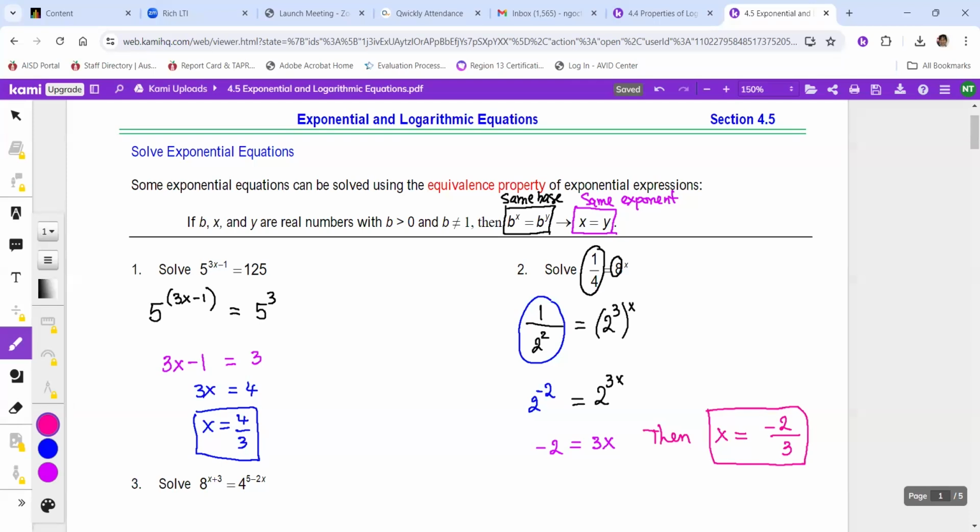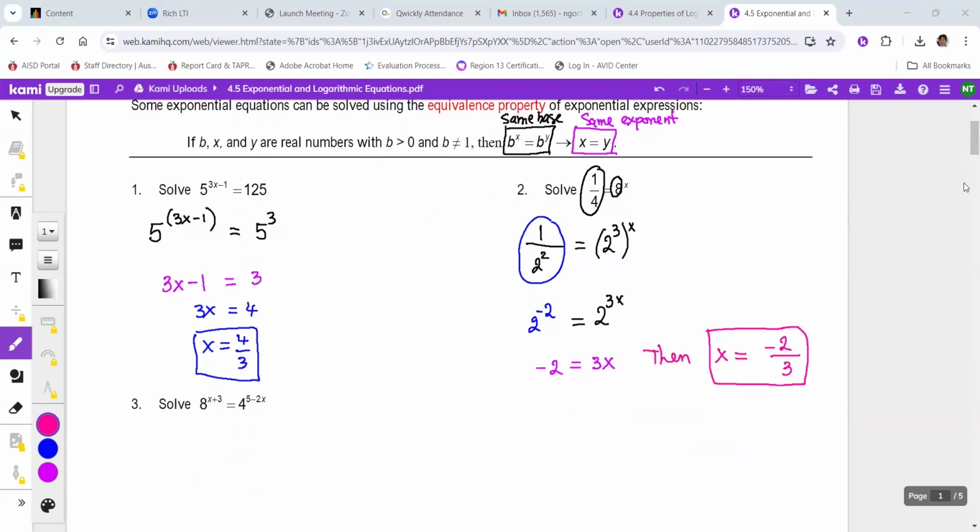And of course, you can go back and check your answer by substituting x with the fraction negative 2 over 3, and then make sure that the left side and the right side end up with the same answer.